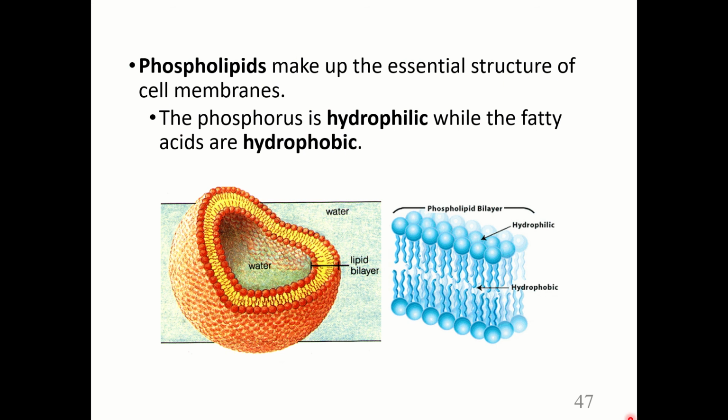The second type of fat is the phospholipid. Phospholipids make up the essential structure of cell membranes. As mentioned before, it's because they are amphipathic. The phosphorus is hydrophilic, and the fatty acids are hydrophobic. So the extracellular fluid will be mostly water, and the intracellular fluid will be mostly water.